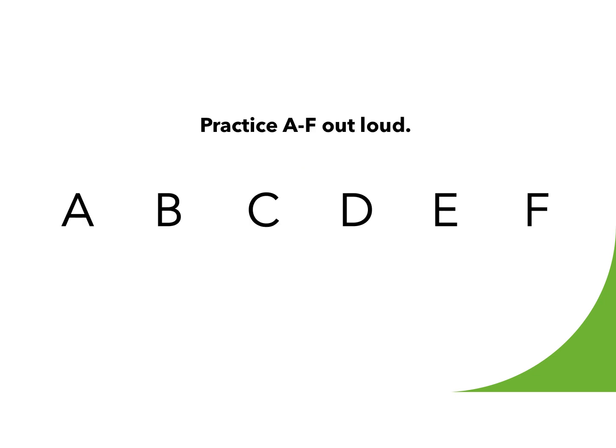So we're going to practice saying the first 6 letters out loud. I'll say it and you repeat it, and we'll do it twice. Okay? Repitan. A, B, C, D, E, F. One more time. A, B, C, D, E, F. Okay, let's keep going.